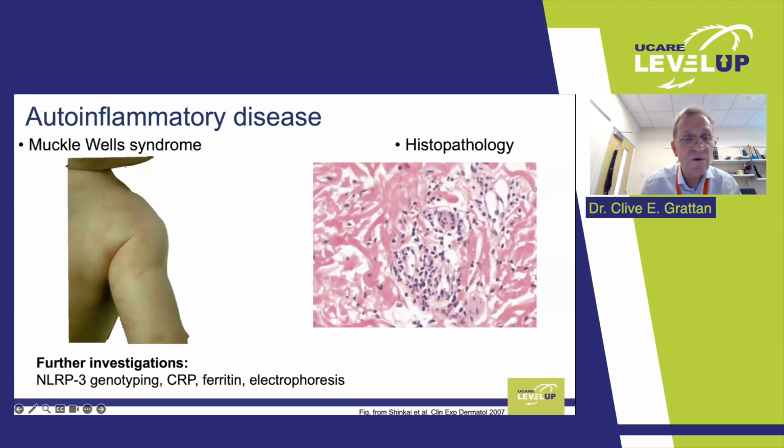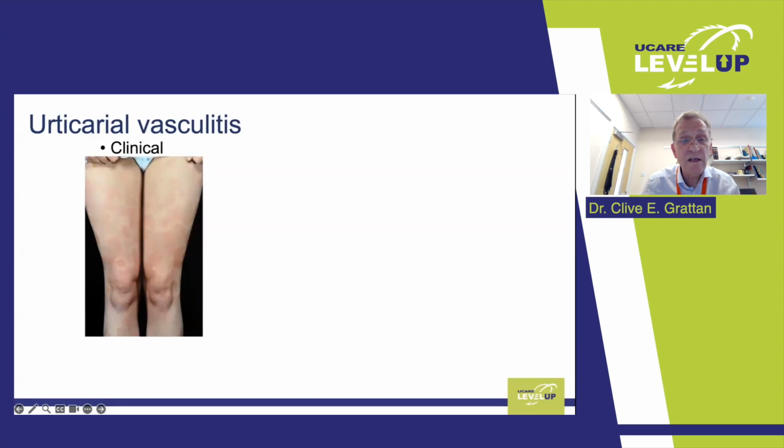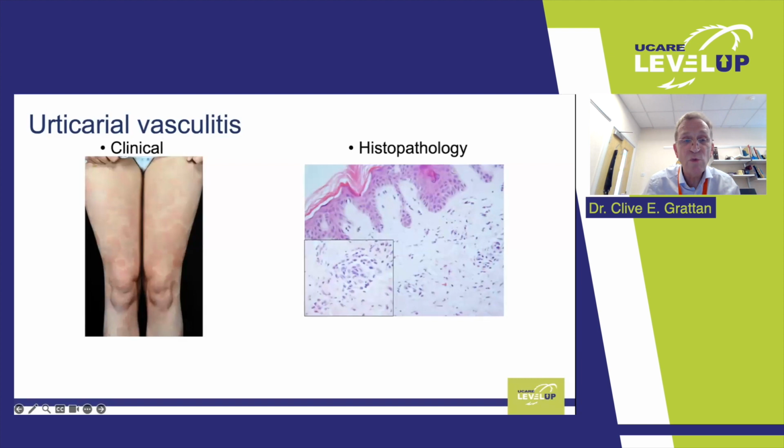Further investigations for these patients would be looking maybe for NLRP3 genotyping for CAPS, C-reactive protein for evidence of inflammation, ferritin if you suspect adult onset Still's disease, and electrophoresis looking for an IgM paraprotein if you suspect Schnitzler syndrome. And some words about urticarial vasculitis. You may suspect it clinically from dusky appearance and from rather prolonged wheals.